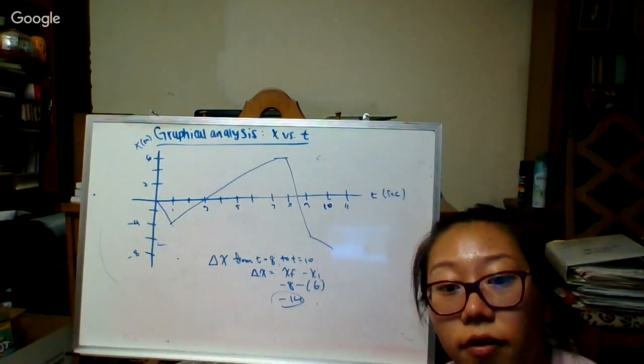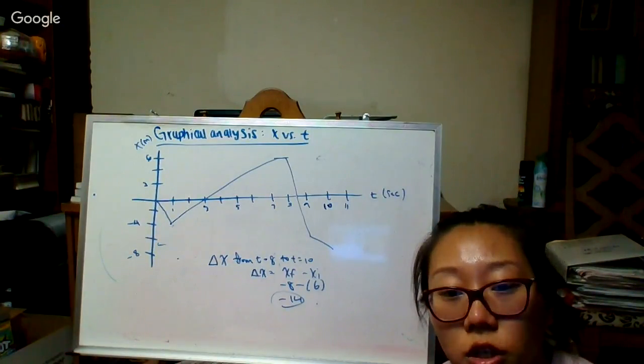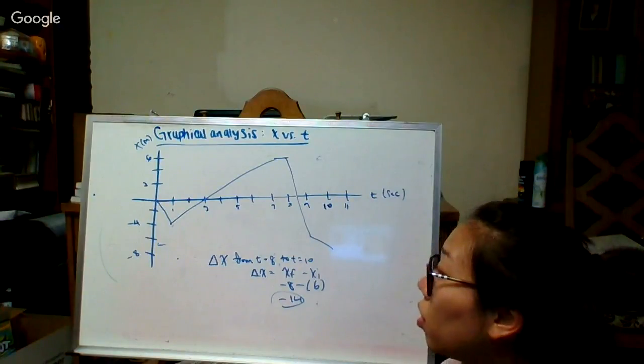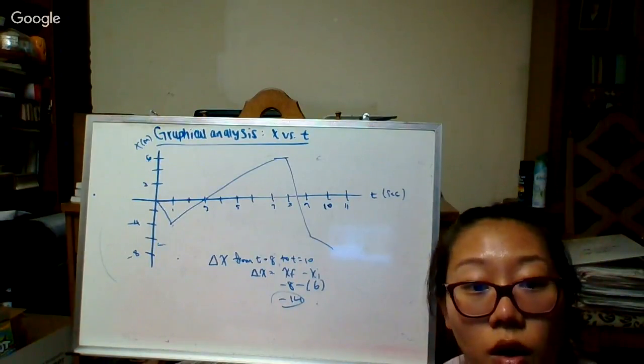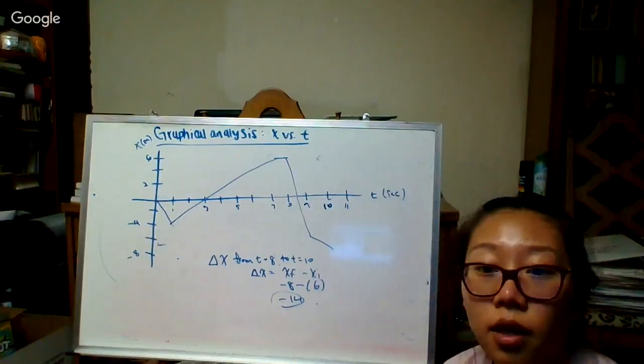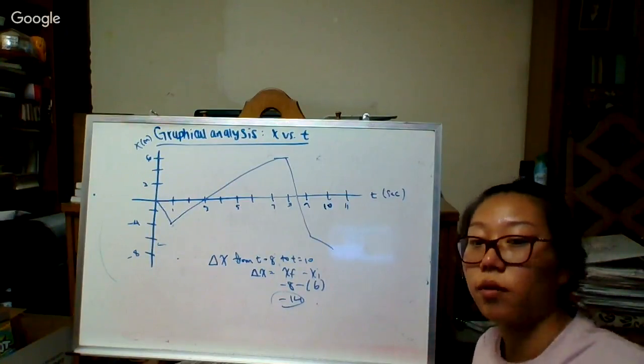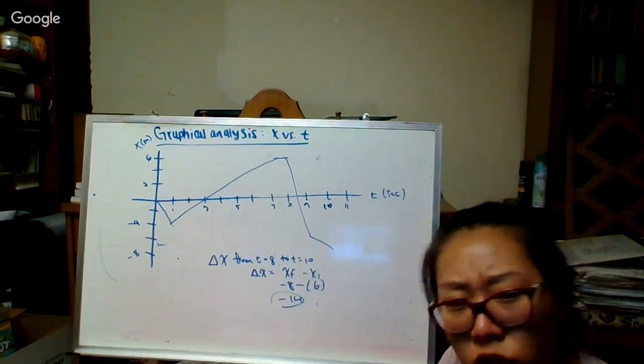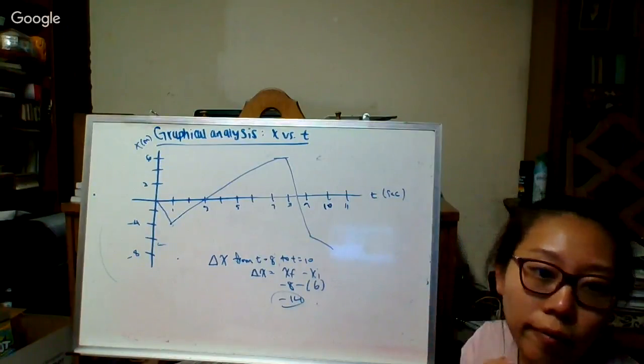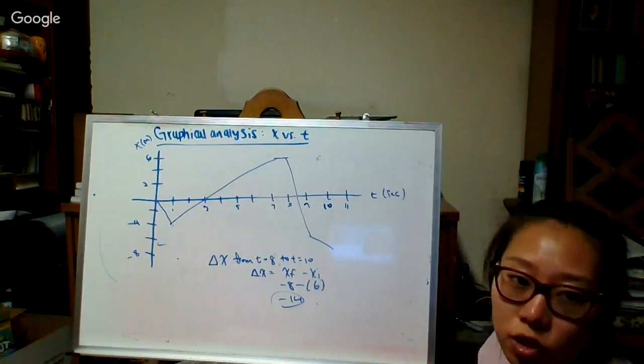Zero is the x-axis. Oh, Priyasha? I don't quite understand. Okay. If you can clarify for me, Priyasha, I will clarify your question, comment for you. Okay. And then it asks for the average velocity.